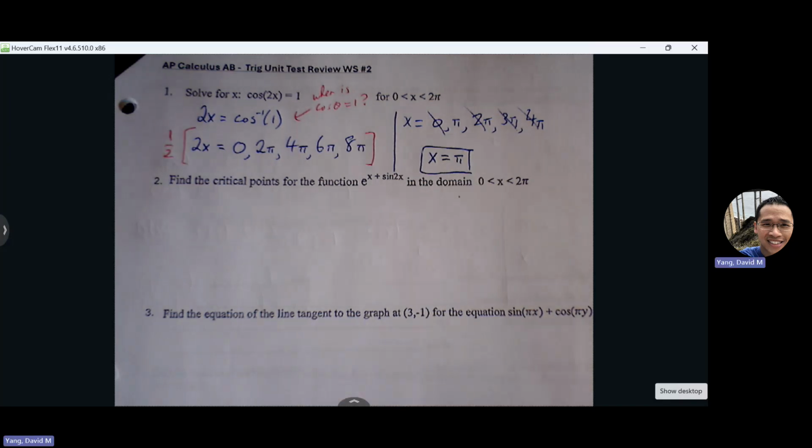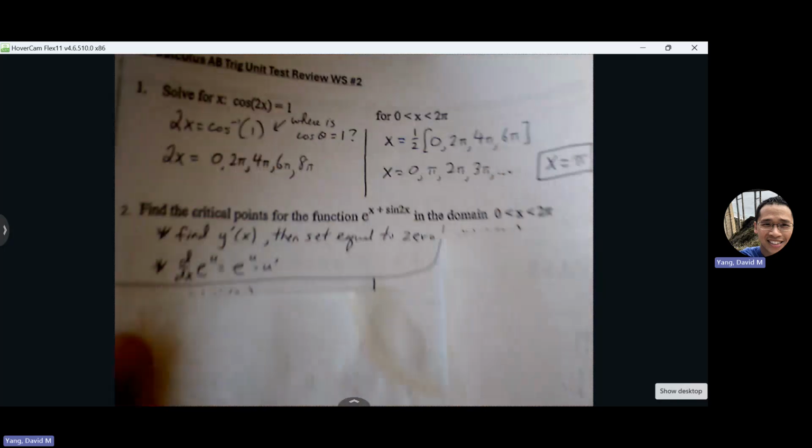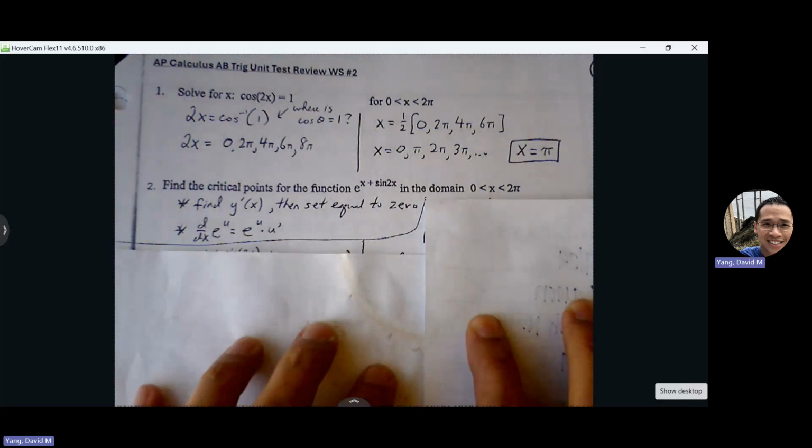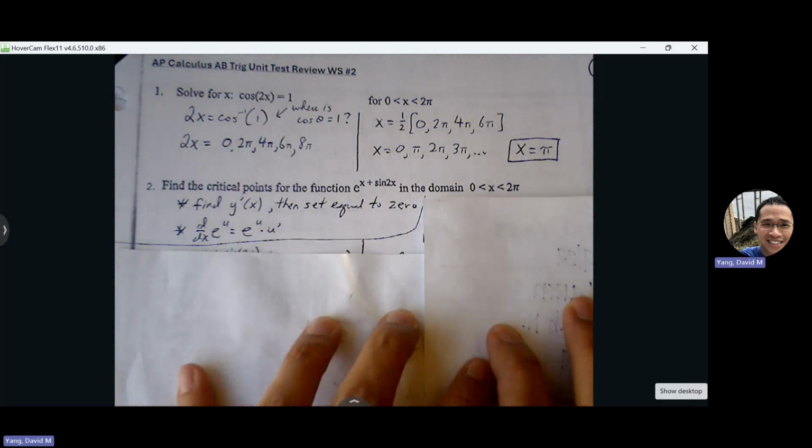Okay, let's just do number 2 and then we can stop. Number 2 says find the critical points for the function in the domain. So critical points means set y prime equal to 0. So go ahead and try that. You know the rule for e to the u is e to the u times u prime.